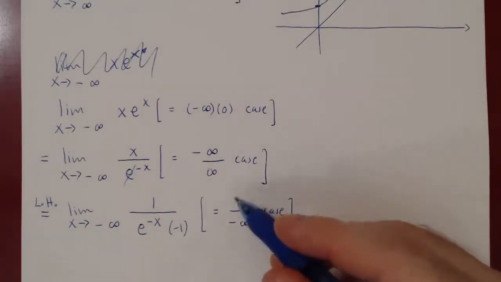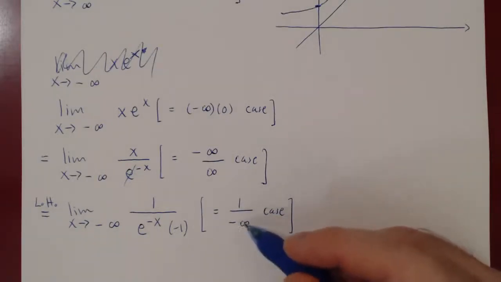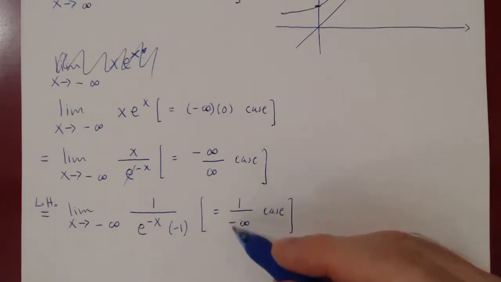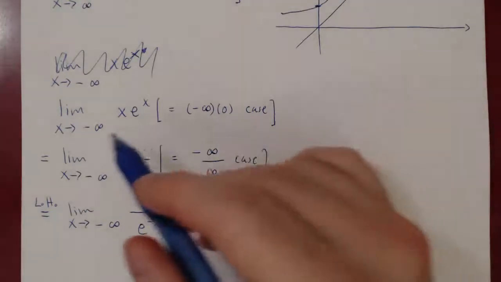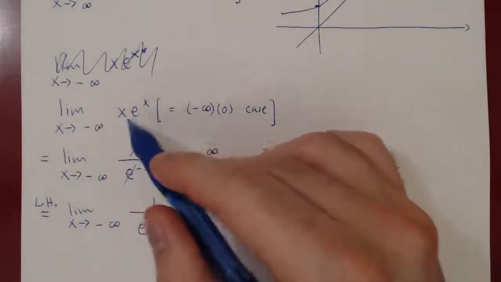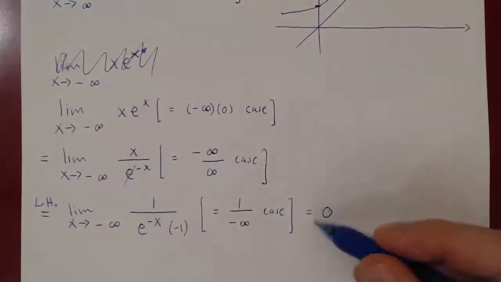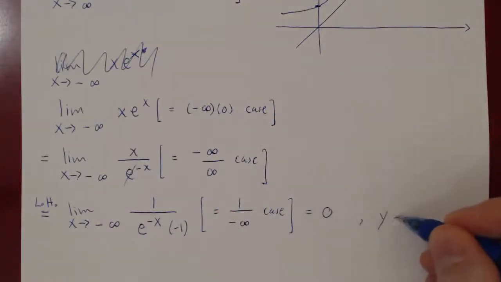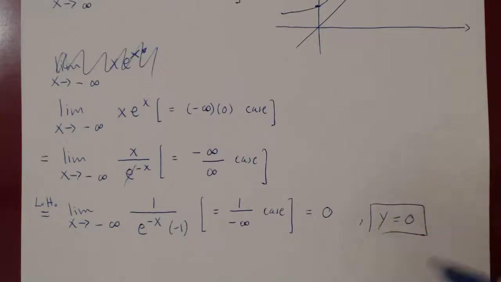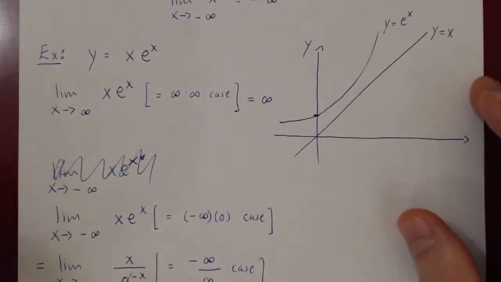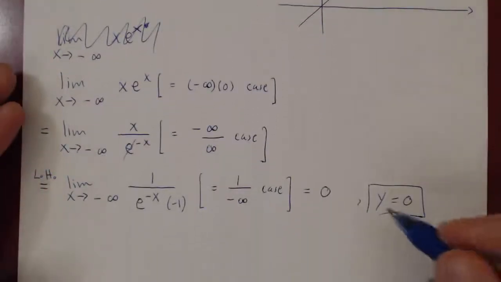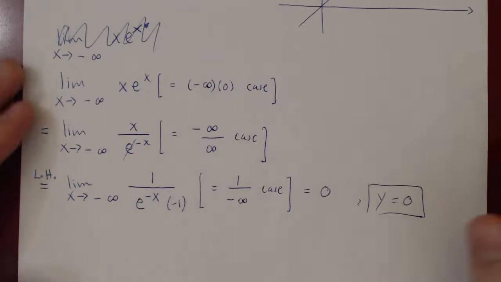But if we divide 1 by something which is bigger and bigger and bigger, it will shrink to 0 from the negative side, but it still does shrink to 0. So you see that as x approaches negative infinity, the y values of our function are approaching 0. So y equals 0 is an asymptote, and it is a left horizontal asymptote. So you see that this function only has one asymptote that is horizontal, and that is a left horizontal asymptote.